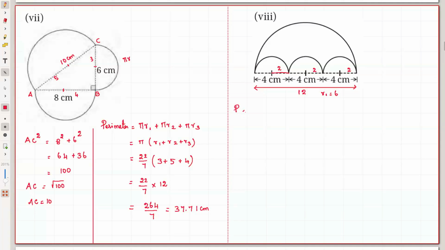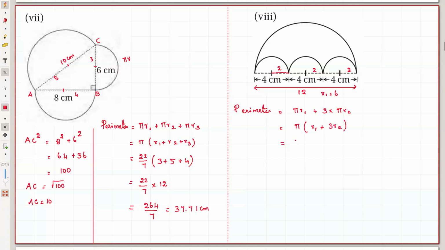So perimeter is equal to the length of an arc of the big circle, pi r1, plus 3 times the length of an arc of a small circle, so 3 into pi r2. The radius is 2 for every small one. We can take pi outside and write it as pi times (r1 plus 3r2).